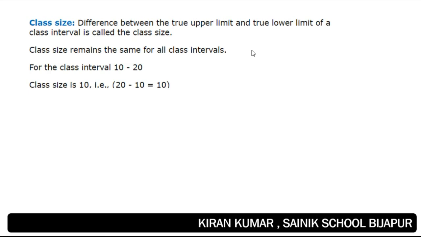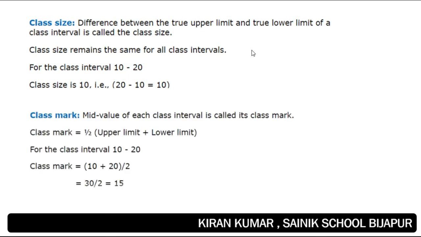If we take the upper limit, add it to the lower limit and then divide by 2, that gives us the class mark. The mid value of the class interval is called the class mark. The class mark is also given by half of the upper limit plus the lower limit. For the class interval 10 to 20, the class mark will be 10 plus 20 upon 2, which is 15.